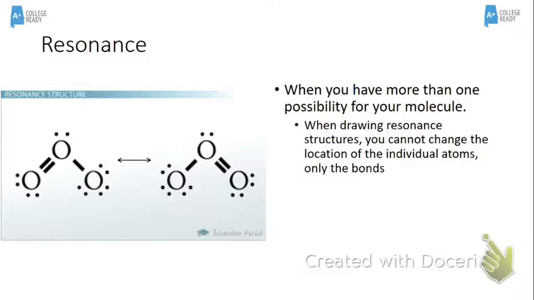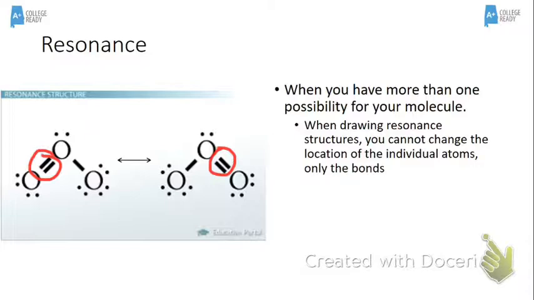So in this case right here, which is O3, you have the option to put the double bond here, or you can put the double bond here. Either way you put it, it's correct. Now on your AP test, if they ask you to draw a molecule out, and it is a resonance structure, you must show all resonance structures. Another important thing about resonance structures is you cannot move the atoms. The atoms have to stay in the same location.